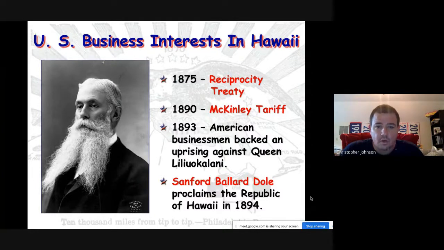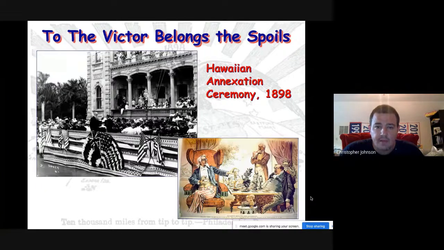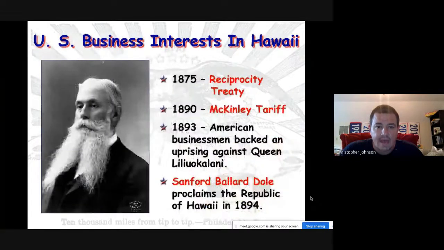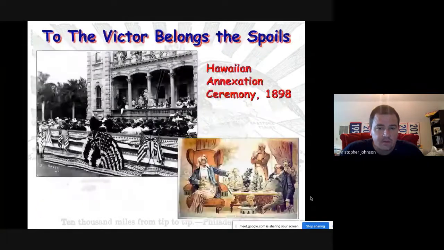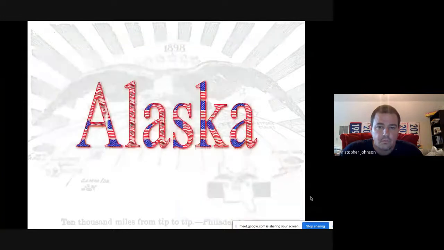At first, they didn't want us to have Hawaii, but by the late 1800s, we annexed Hawaii because of the Spanish-American War. And so in 1898, during the height of the Spanish-American War, because we were fighting in the Philippines, we saw a need for Hawaii, so we annexed Hawaii and made it a territory. It becomes the 50th state in the 1950s after World War II.